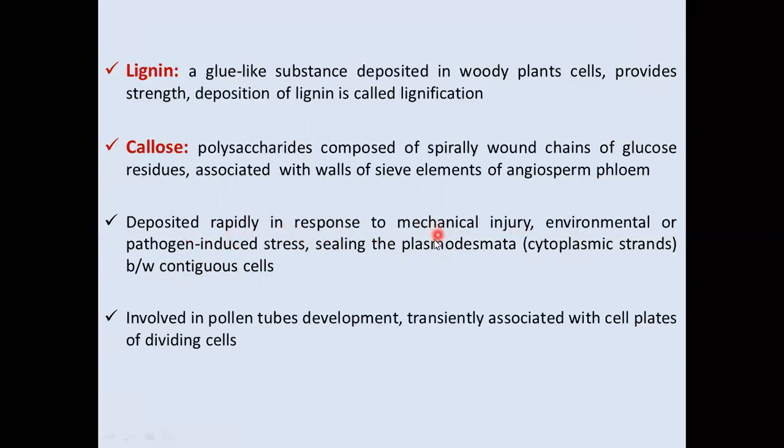So when a mechanical injury to cells occurs, or an environmental stress or pathogen attack on the cell, callose is released and seals the plasmodesmata, which are the pores in the cell wall, and helps to avoid that injury or pathogen-induced stress. Callose is involved in pollen tube development and is also transiently associated with cell plates of dividing cells. So it also helps in cell plate formation.